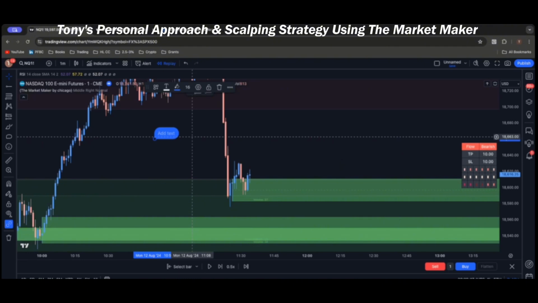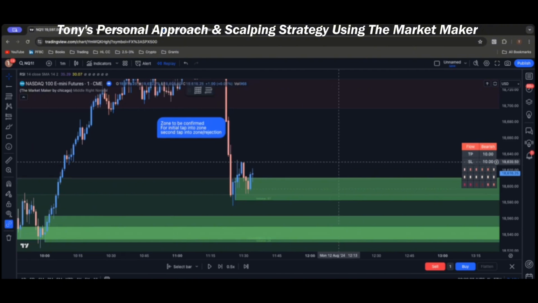Okay, so what I do is I wait for a zone to be confirmed. And a good example is this specific reason here. So I'll wait for the zone to be confirmed, and then I'll wait for the initial tap into the zone, and then I'll wait for a second tap into that specific zone and a rejection. And that's where you'll set your entry.